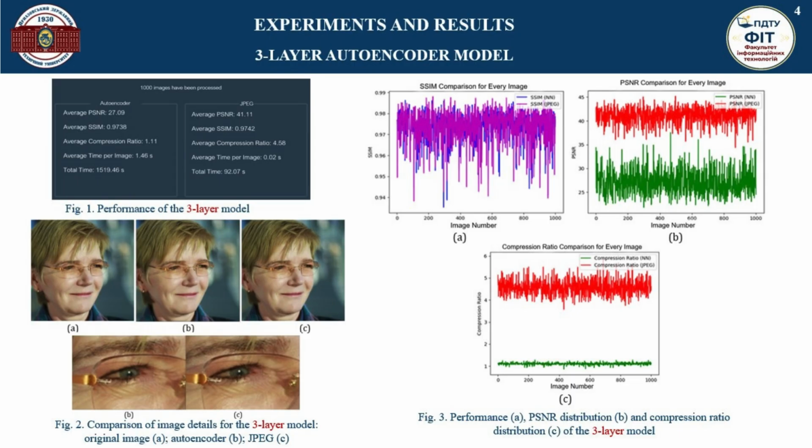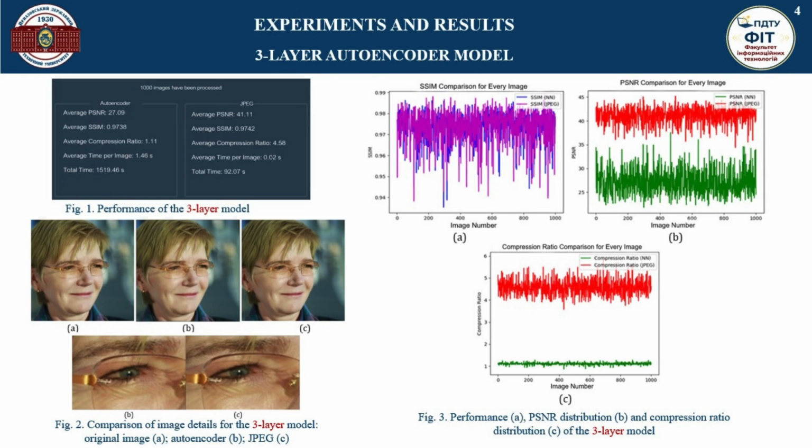The PSNR for JPEG compression is 41.11 dB, while the autoencoder achieves 27.09 dB. However, while PSNR is an important quality parameter, it doesn't always correlate with perceptual visual quality. The distribution of PSNR is illustrated in Figure 3b. The JPEG compression ratio is nearly 4 times higher than that achieved by the model.